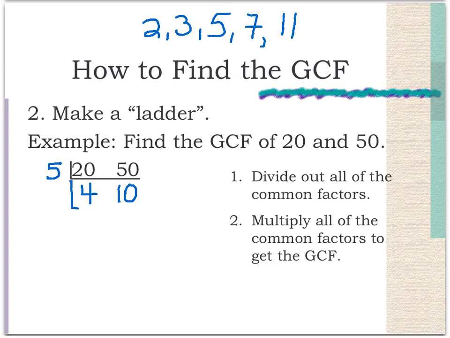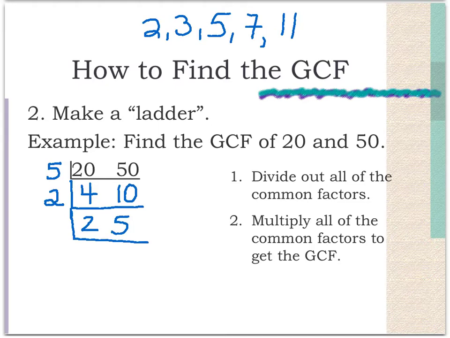And I'm going to make my ladder again. So now I'm going to look at the numbers 4 and 10 and see if I can find a prime number that is a common factor of both. Both of these numbers are even, so I know that 2 is a factor of 4 and 10. So I'm going to try 2, and then I'm going to divide both numbers by 2. 4 divided by 2 is 2. 10 divided by 2 is 5.